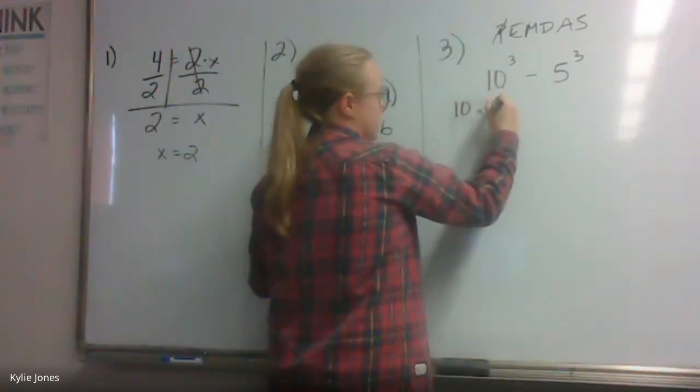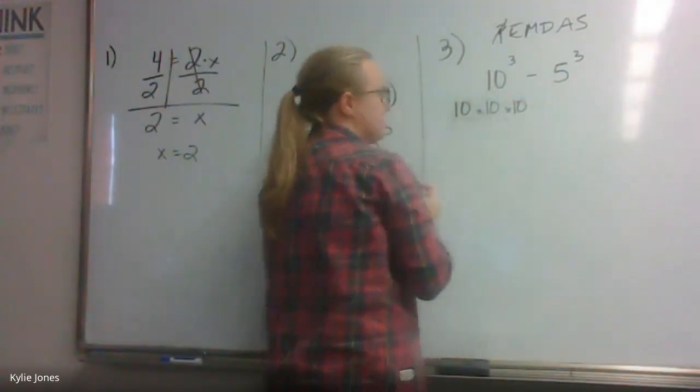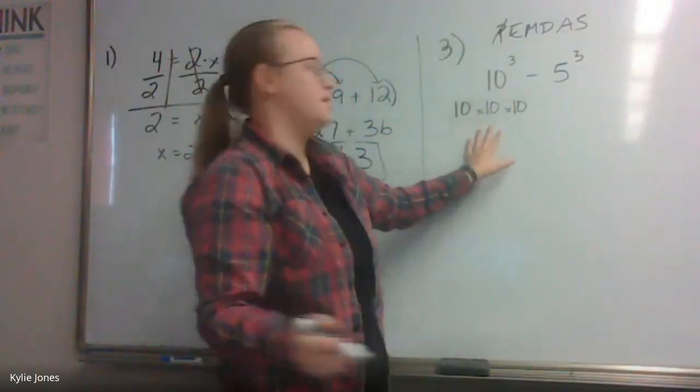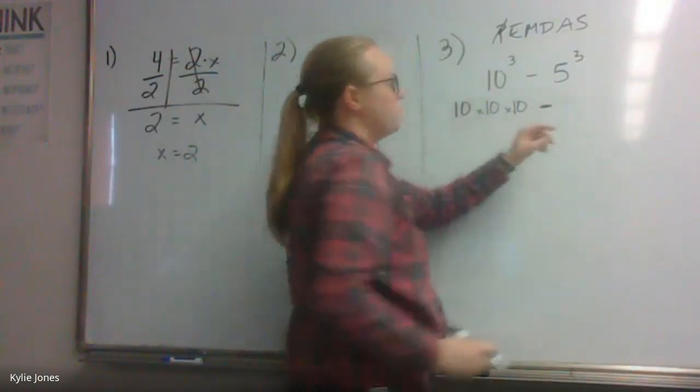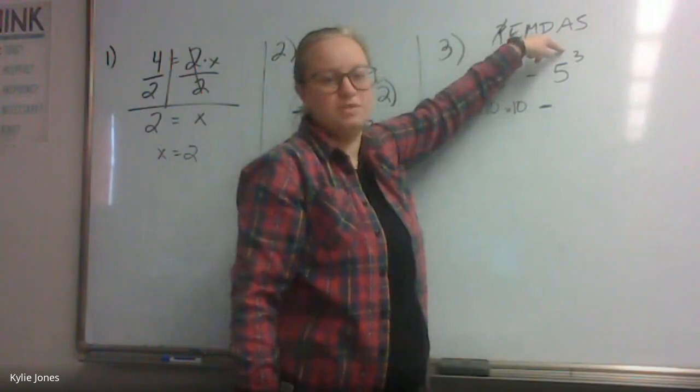Because you could pretty much add on it too. Well, I think we've got 10 times 10 times 10. So we need to do 10 times 10 times 10, and then we keep on subtracting. We also need to do 5 to the 3rd power. So what will that be?